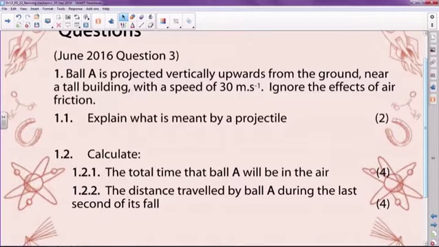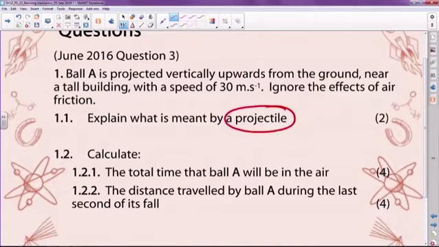So, they tell you ball A is projected vertically upwards from the ground near a tall building with a speed of 30 meters per second. Ignore the effects of air friction. Now, the very first question here I want to do with you. I'm not going to give you time for the first one, but the first one says, what is meant by a projectile? This is quite important because a projectile and an object in free fall are actually very similar.